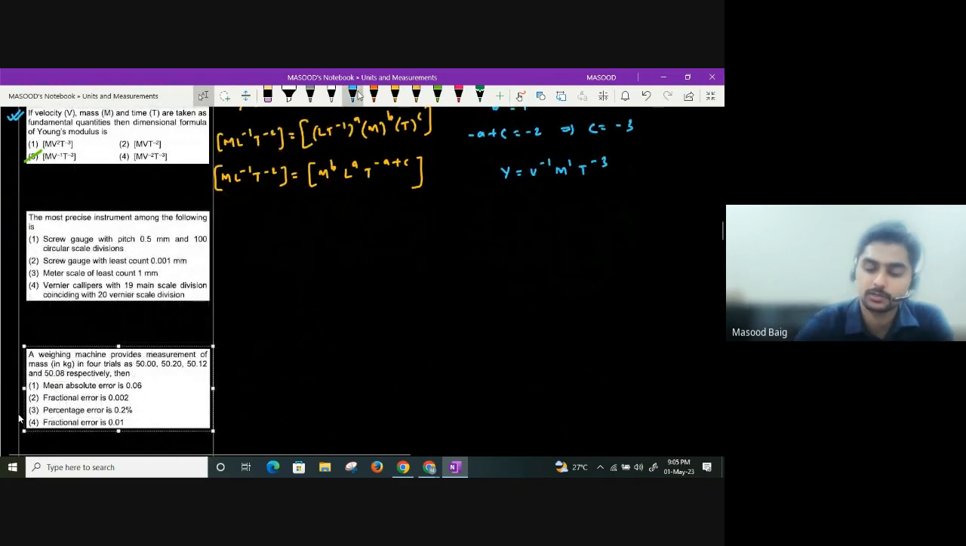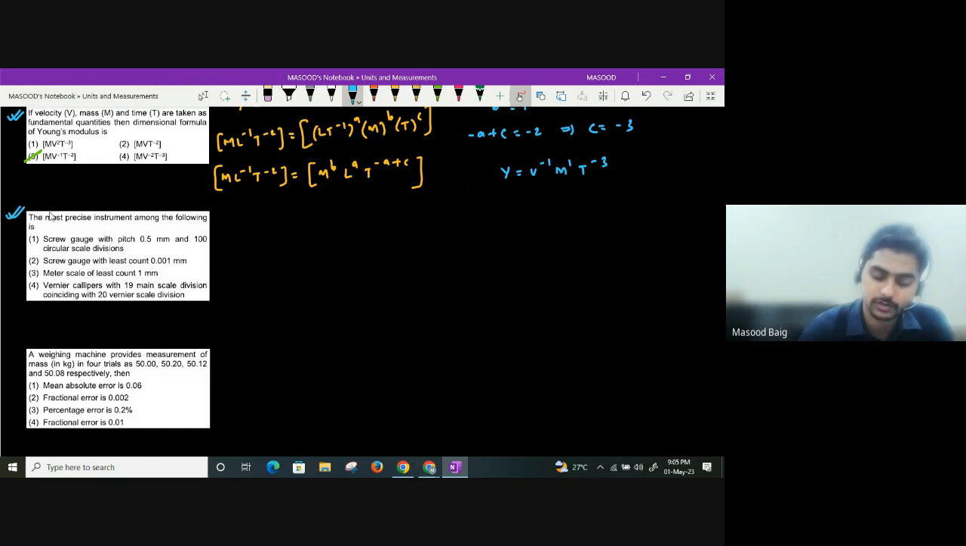Which one is most precise you can also do, because we have done it just now. Whichever has the least value of the least count, that will be the more precise one, guys. I hope you can solve for it, everyone.